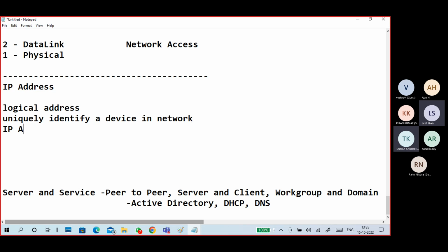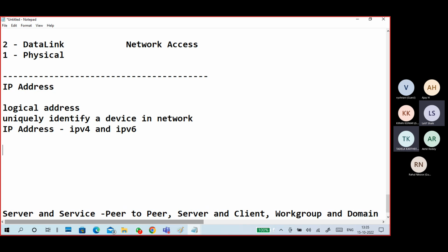So in IP address, we have two versions, IPv4 and IPv6. IPv4 is 32 bits in size. So 2 to the power of 32 gives us almost 4.3 billion IP addresses. It is represented in decimal form, in a W, X, Y, Z manner.